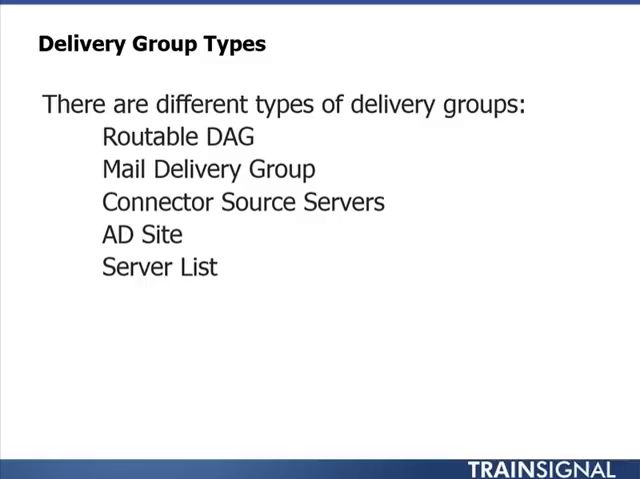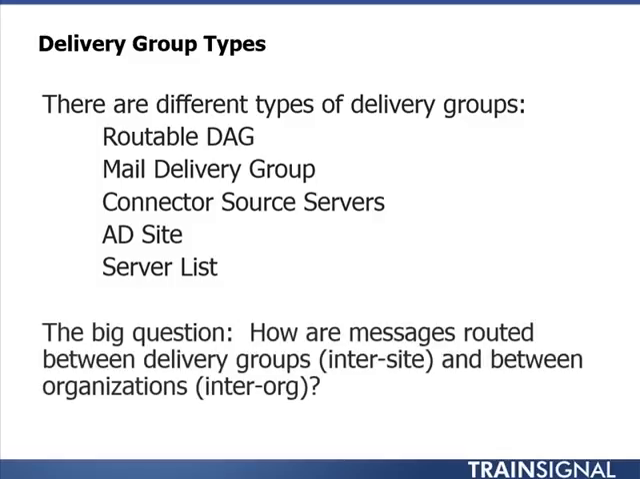So we have these different types of delivery groups. The big question you might be thinking is, how are messages routed between delivery groups, which is more of an inter-site delivery of mail, and between organizations, or an inter-organizational delivery of mail? Granted, you have intra-site, where you might have all of your servers within one location, and that makes for an easy discussion, because ultimately they just look for the nearest Exchange server where the mailbox is held, and move the mail to that mailbox server, and then the mailbox transport service makes sure that it goes in the local database.